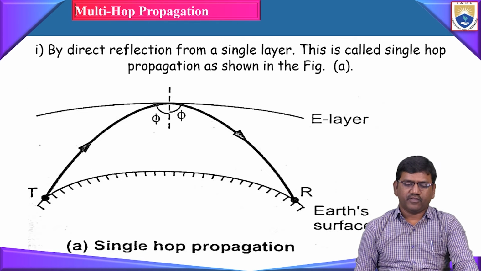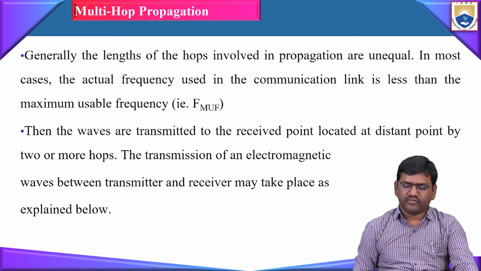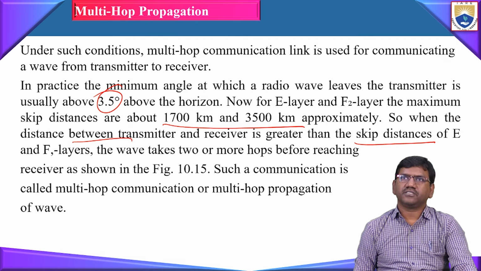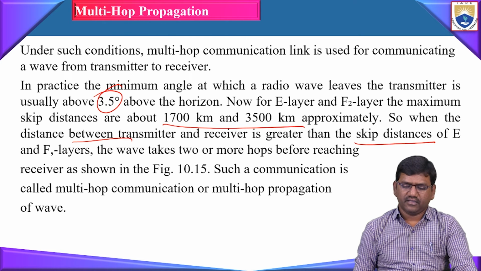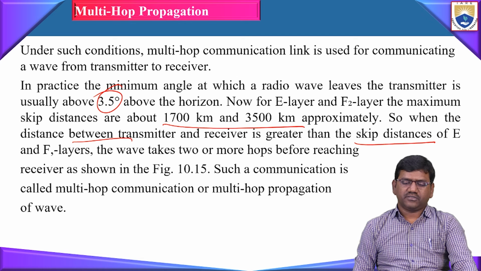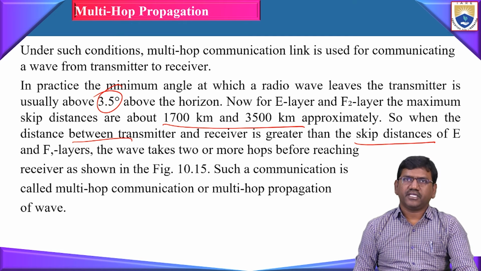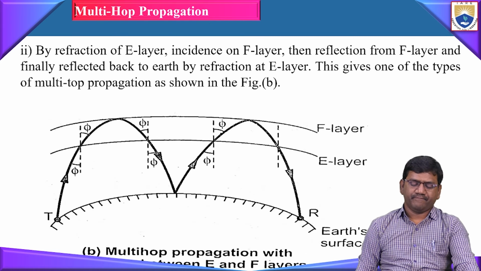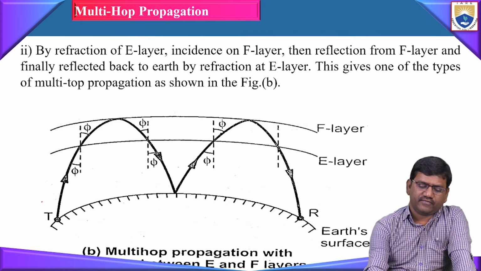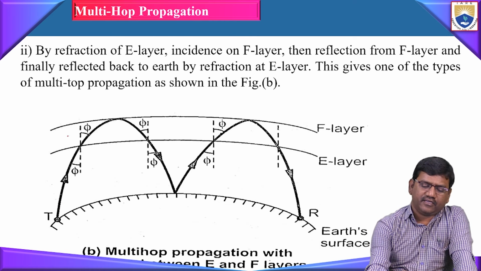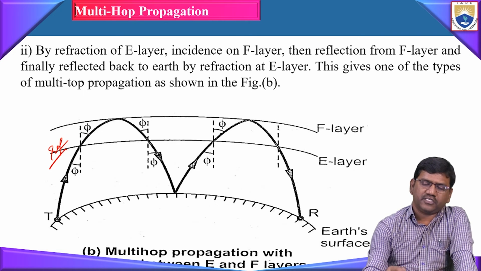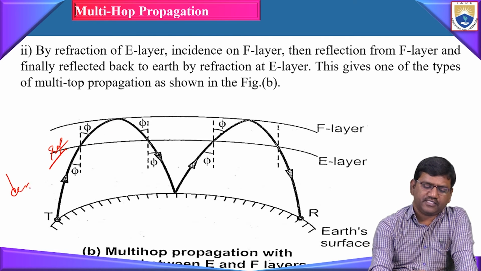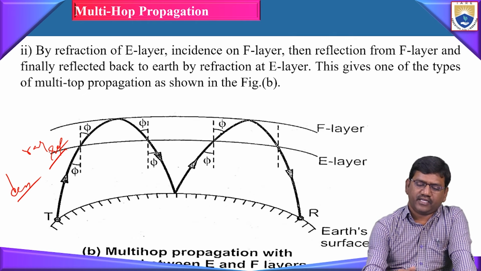Generally, whenever we want to propagate a signal around 1700 or 1500 kilometers, for the E layer and F2 layer the skip distances are 1700 to 3500 kilometers. For such a high distance to travel, we need to establish communication through multi-hop communication. Here we transmit the signal from a transmitting antenna. One refraction is going to take place here. When it goes from the E layer to the F layer, from the denser medium to the rarer medium, refraction takes place.